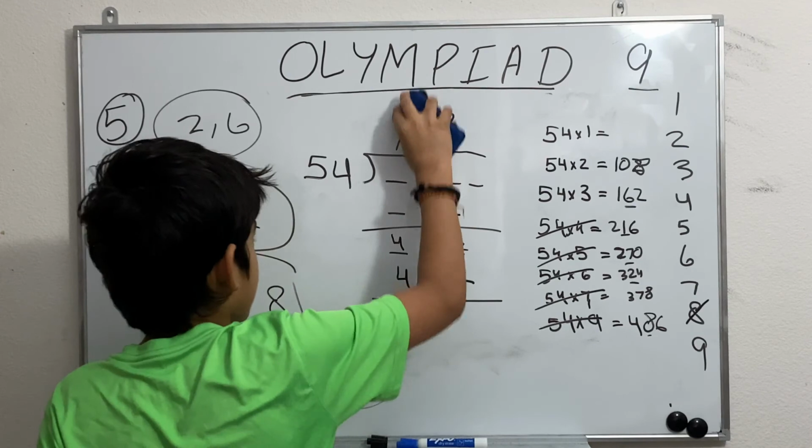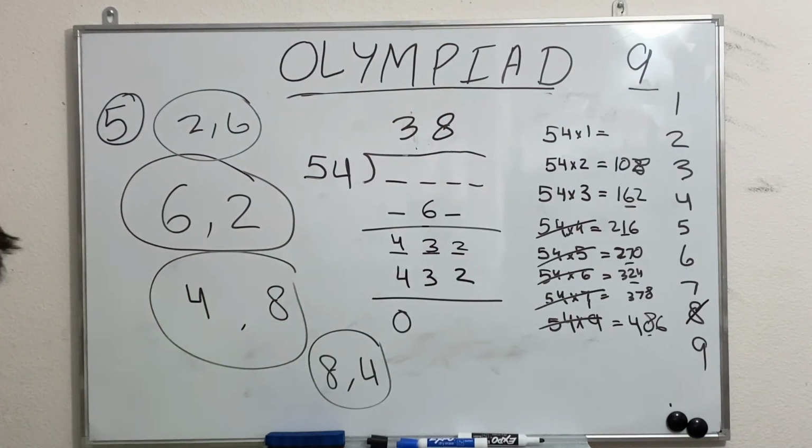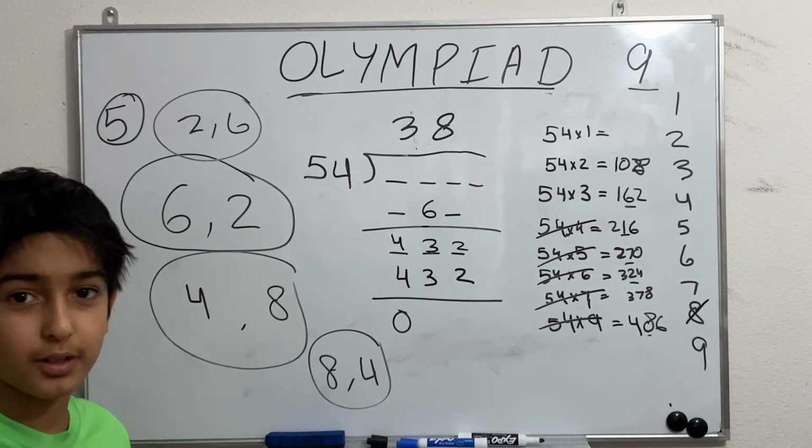So A is 3 and B is 8. If you didn't get this concept that much, then make sure to watch my cryptarithm video.